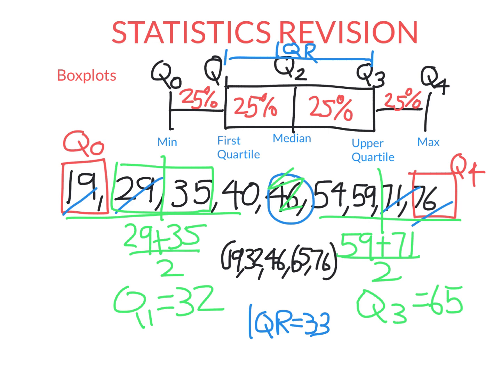you can easily convert it into a box plot. You just start the whisker here, the box starts at Q1, a line in the middle of the box for Q2, the box ends at Q3, and draw a whisker to the maximum.